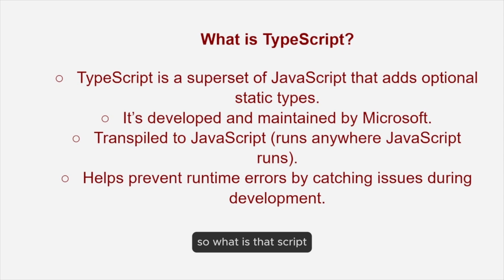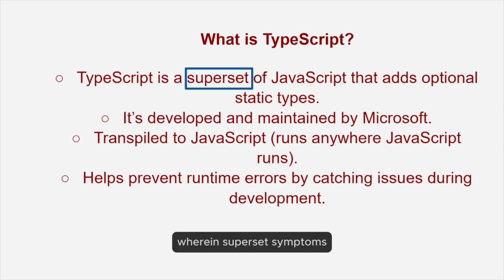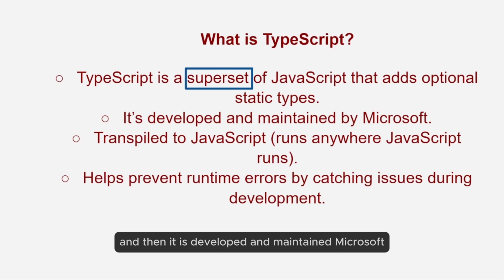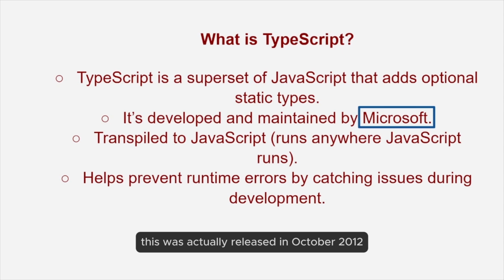So what is TypeScript? TypeScript is a superset of JavaScript that adds optional static types. I want to pay attention to the word superset, wherein superset simply means that TypeScript will extend or enhance whatever functionalities JavaScript already has. TypeScript will add on to that. It is developed and maintained by Microsoft, and it was released in October 2012, designed to enhance the features of JavaScript.